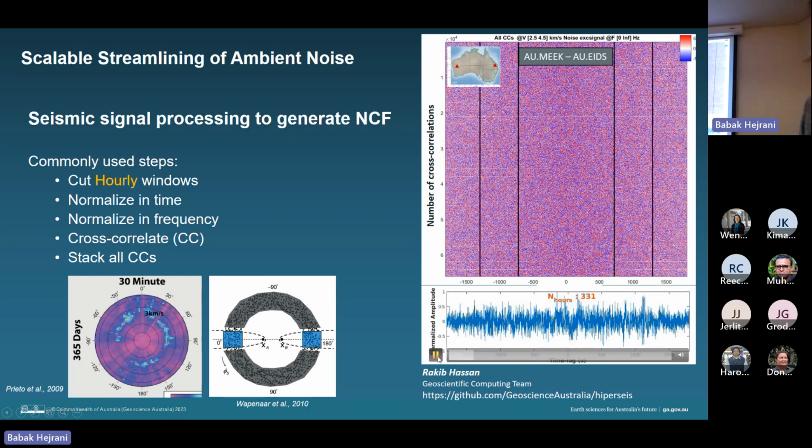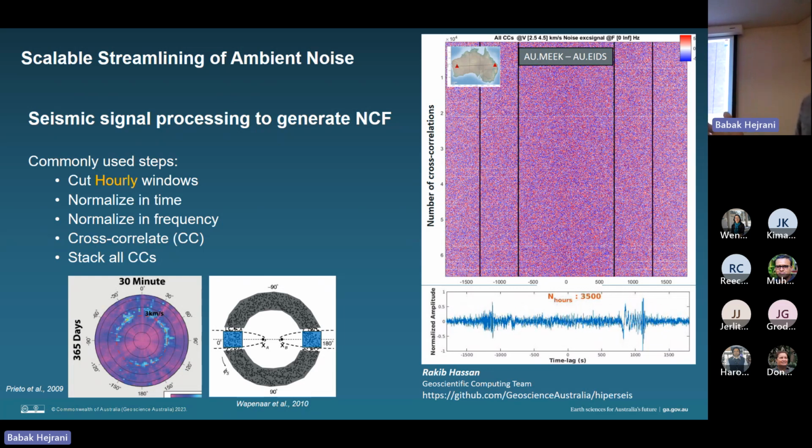When you look at it for the first few hours, there's not much signal in it, but as soon as you pass 1,000 hours, you can see the surface wave signal emerging. And when you pass 10,000 hours, the signal is quite clear, because in this case we have 60,000 cross correlation hours.